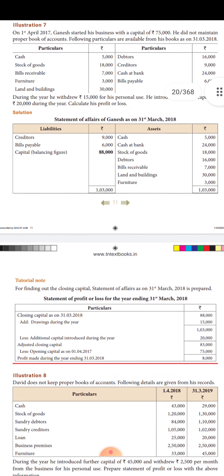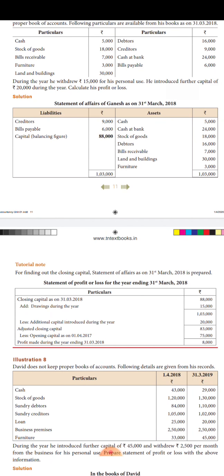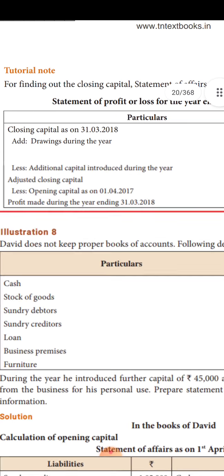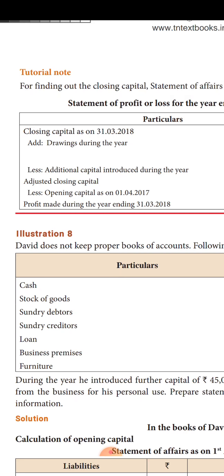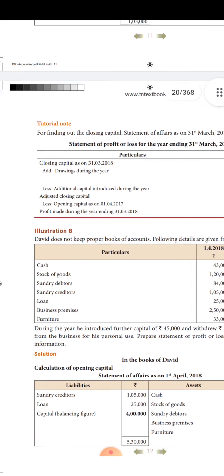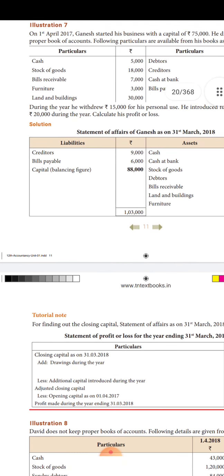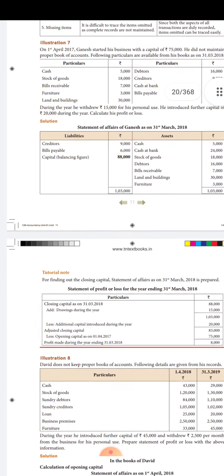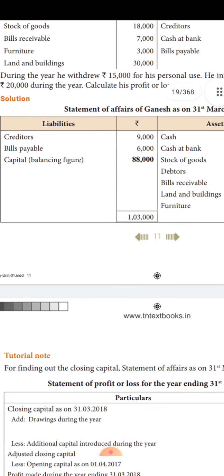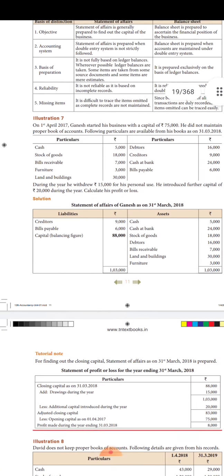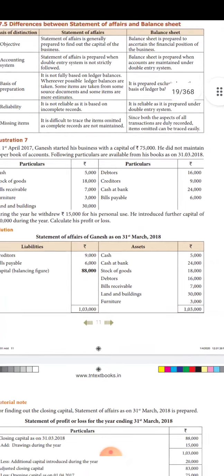What you have to do? Take the closing capital, add drawings, less additional capital, and you will arrive at the adjusted closing capital. And then you have to less the opening capital. Finally, you will get the profit for the year. So this format, why we put? We have to know the capital. So 88,000 capital, that is the closing capital. Opening capital they have given in the question itself in the first line.